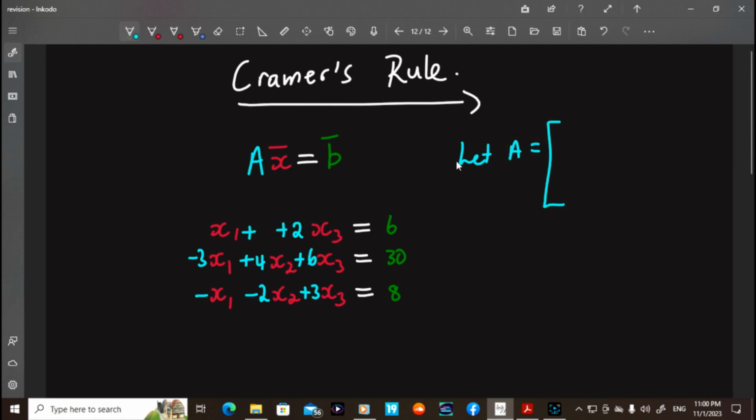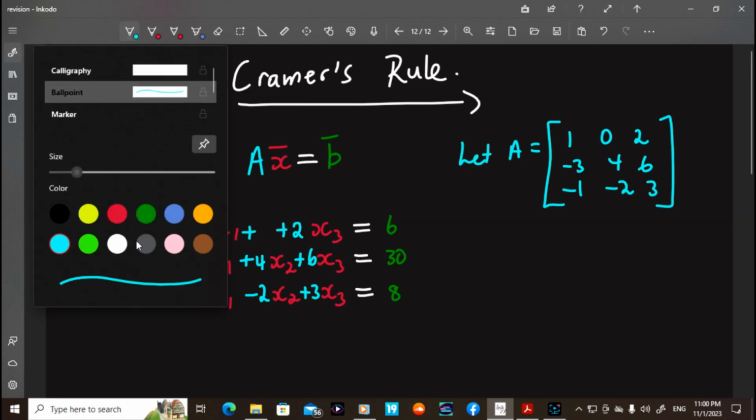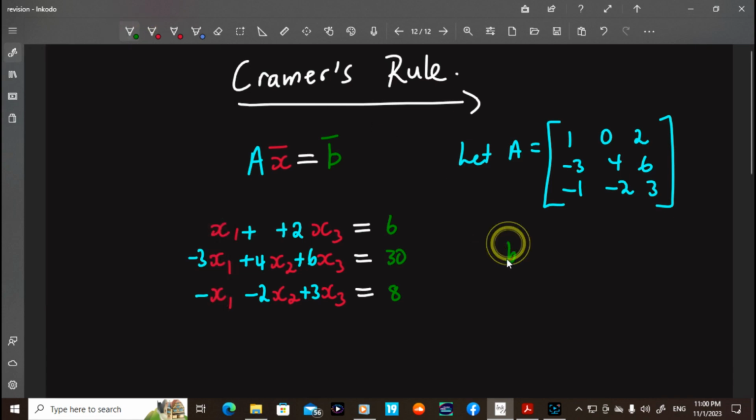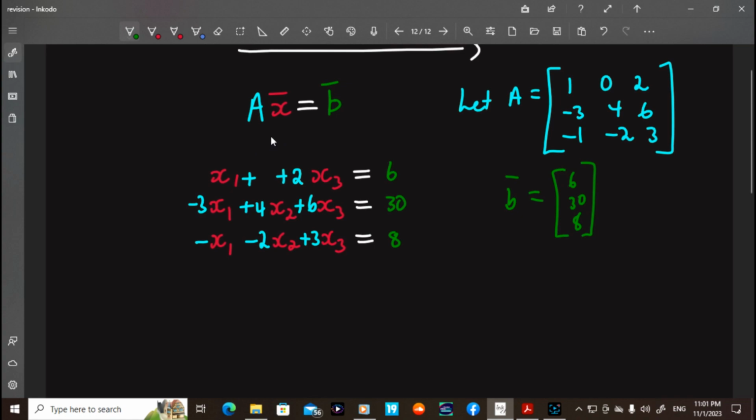So in this case our coefficients here, we have 1, 0, 2, and -3, 4, 6, -1, -2, +3. Okay, so that is A. I'm interested in A and B as well. So B, I can see that B is 6, 30 and 8. Now remember our aim is to solve for x1, x2 and x3.